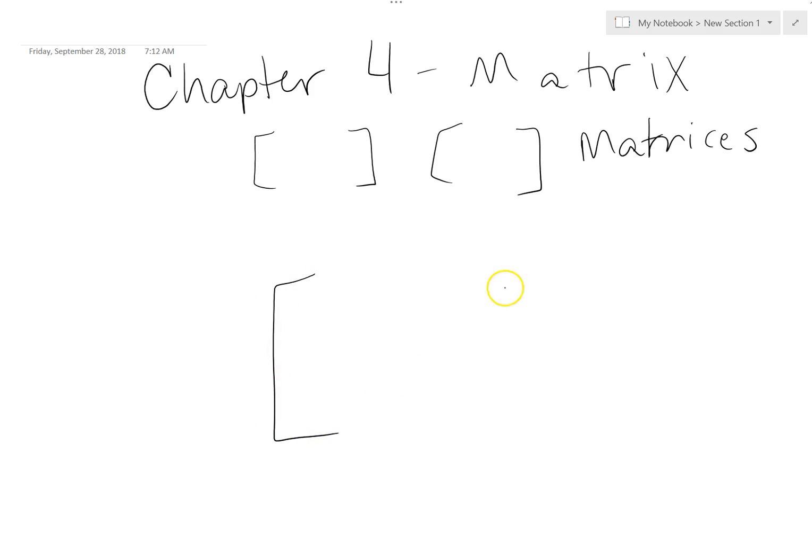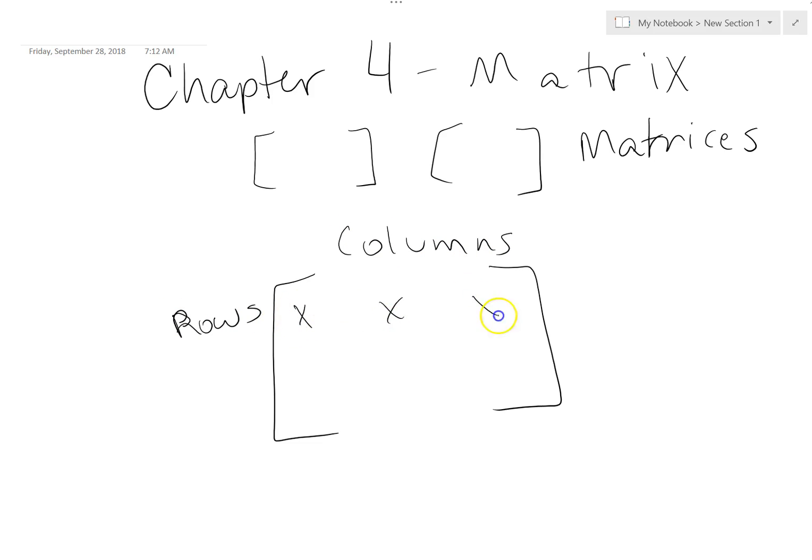Okay, some basic info. We have rows and we have columns. So if I have this, this would be 2 rows and 3 columns, so it would be a 2 by 3. It's the number of rows first and then the number of columns after that. It's a way to sort and organize data. If you have a table, you can turn it into a matrix, and that's what you're going to do at the beginning of chapter 4.